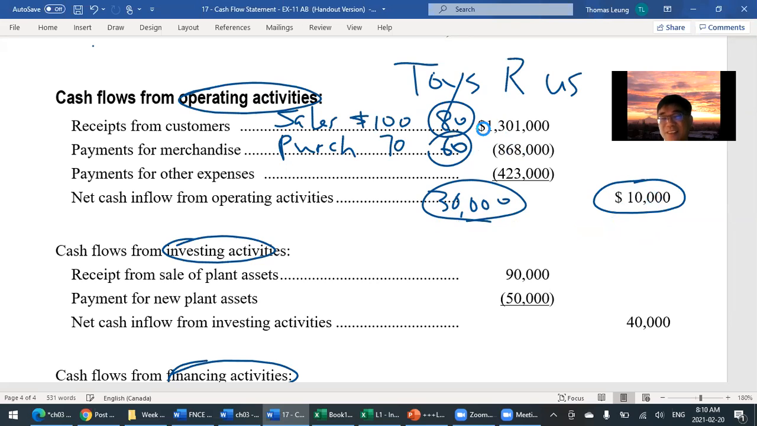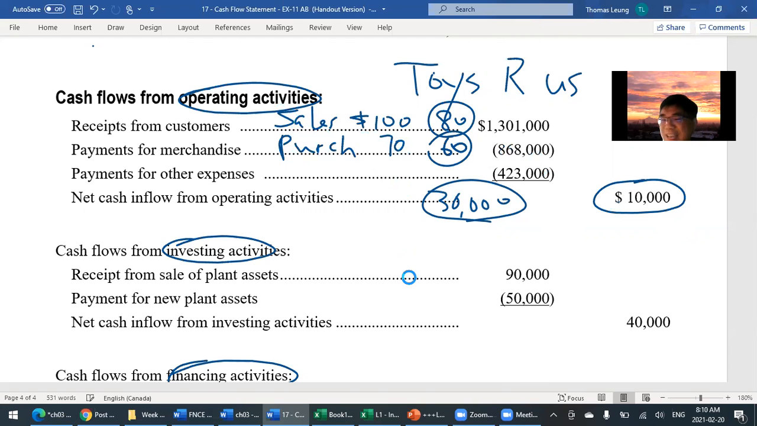All these things. So that's why we need to learn to analyze a cash flow statement like this one. By reading this, you know that things are different from what we learned from the income statement. Even though we say we earn a profit of $30,000, we only have $10,000 to spend. Yes, it's true. That's operating activities.